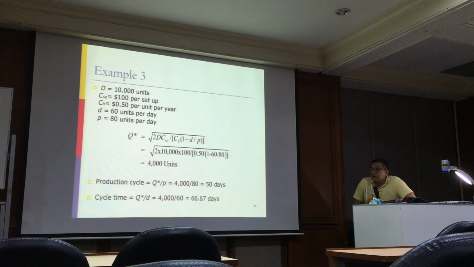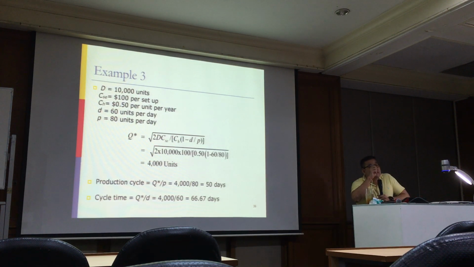Q star of the EPQ model equals the square root of 2DCs divided by Ch multiplied by 1 minus D over P. With annual demand equal to 10,000, Cs 100, Ch 0.5, demand 60, production 80, finally we have 4,000 units. So it means that in order to have the minimum total inventory cost, the company has to produce 4,000 units in one batch.